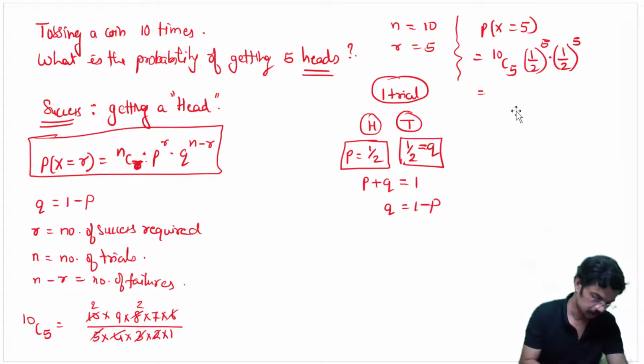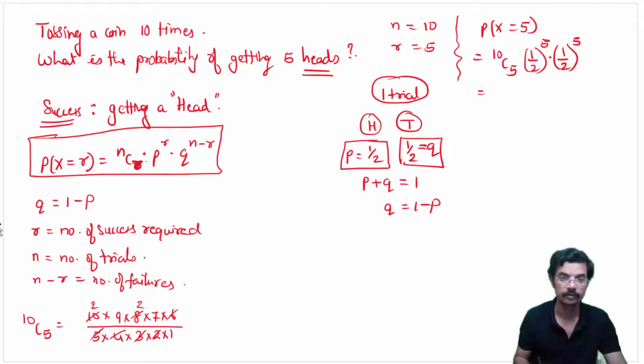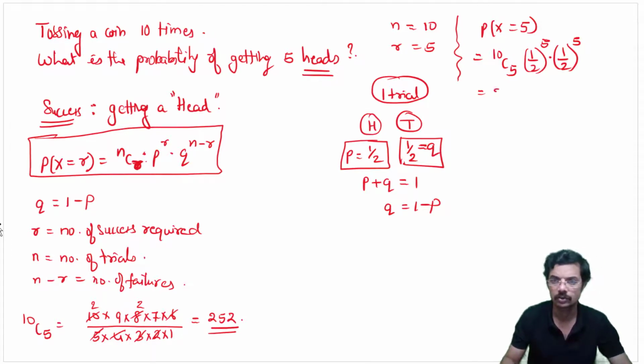So 63 into 4 is equal to 252. So nC5 is equal to 252. So I will be getting 252 into 1 by 2 raised to 5, that is 1 by 2 raised to 10, since 5 plus 5 is 10.